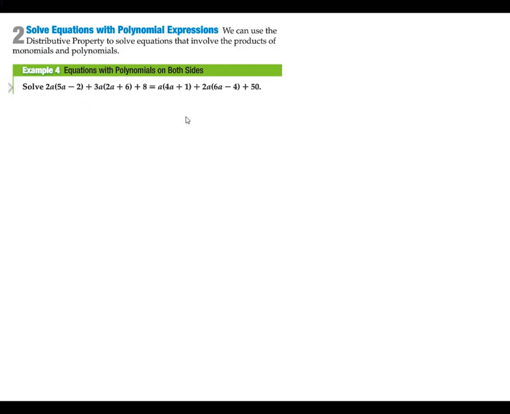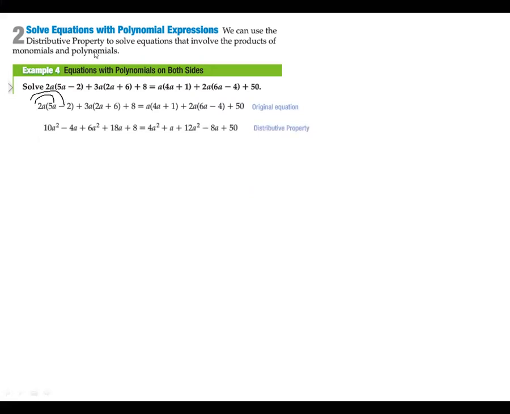Okay, so first thing you want to do is simplify both sides by distributing. So I'm going to distribute the 2a to this set, the 3a to this set of parentheses, the a to this set, and the 2a to this set. So if I do that, I would get the 2a times the 5 gives you 10a squared, times the negative 2 gives you minus 4a.